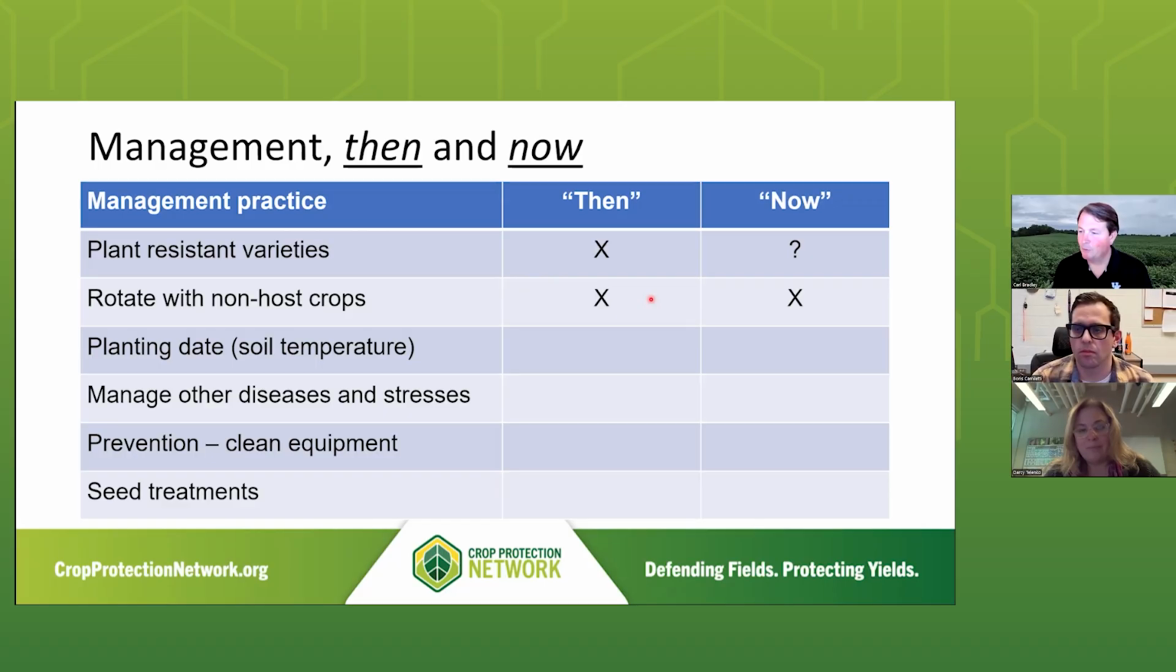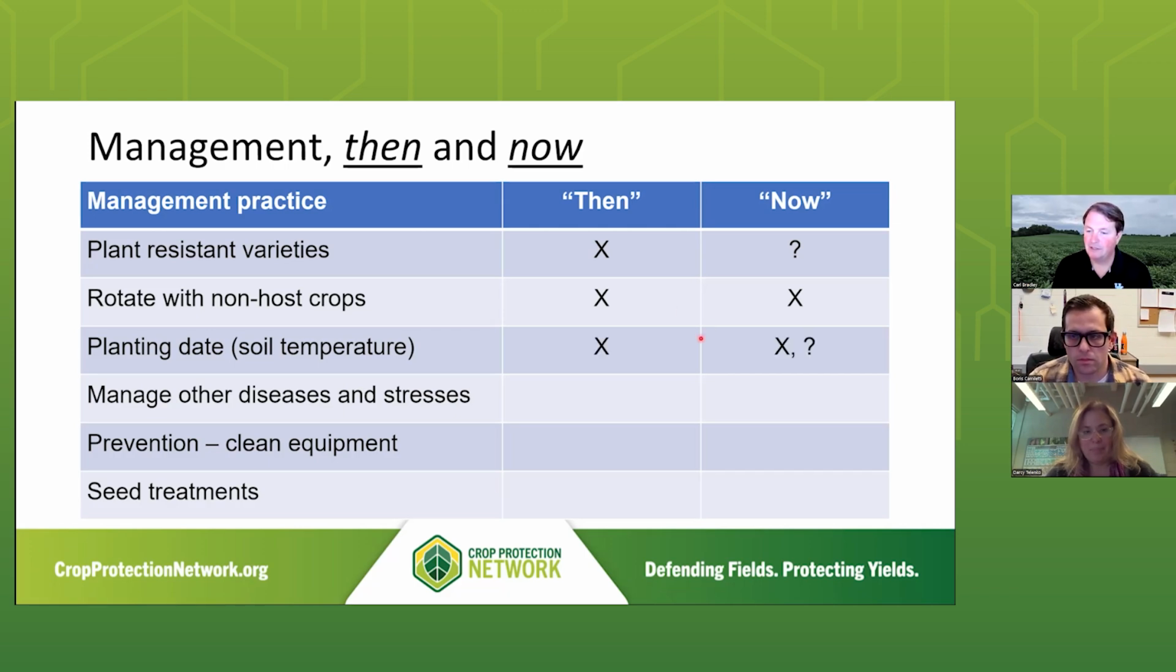Yeah, we almost just need more crops, right, to make it all work. But certainly, I think rotation with non-host crops still should be a part of the program, but it's probably not going to be a silver bullet here in managing this. But if we can get to the point where we're integrating a lot of these different management practices, I think that's going to be part of it.